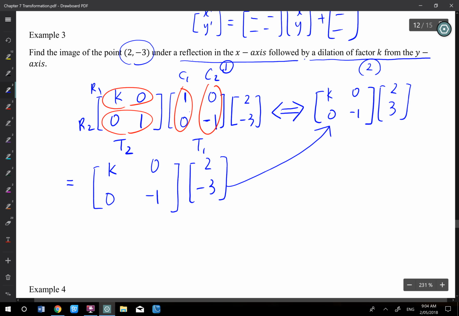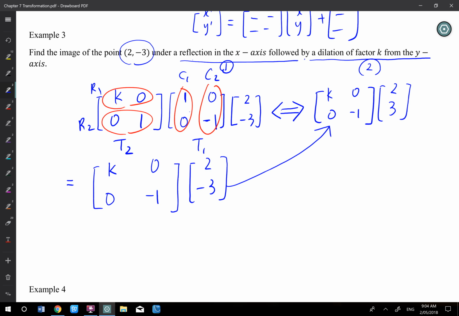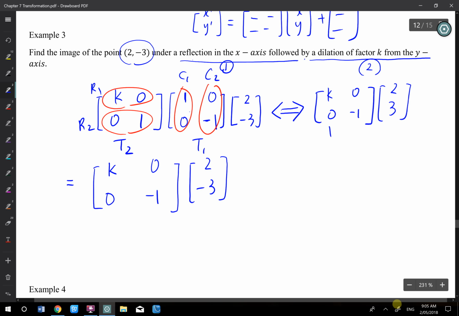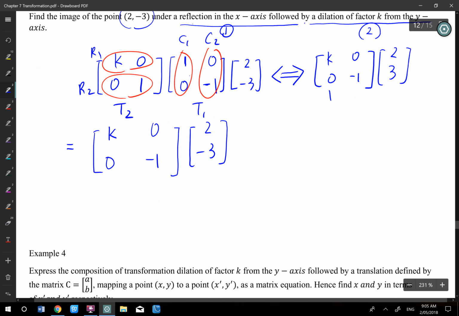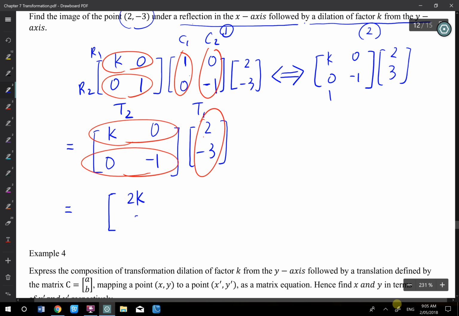So the second one is just a combination of T1 and T2. Basically multiply them, so it will give you the same thing. And I can further calculate that, row and column. What I have here is a 2K and a 3. So the new coordinates are (2K, 3).